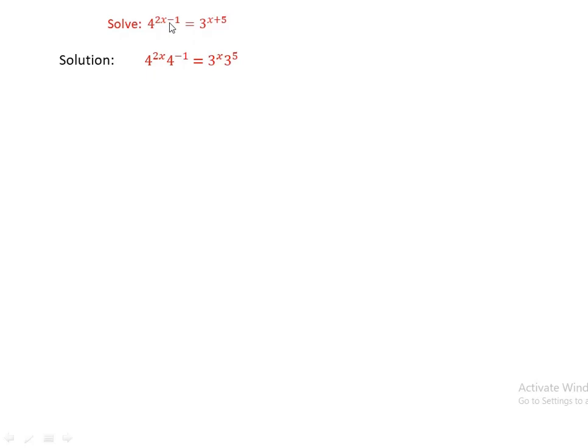Now here 4 to the power of 2x minus 1 can be expressed as 4 to the power of 2x times 4 to the power of minus 1. Again, 3 to the power of x plus 5 is also expressed as 3 to the power of x times 3 to the power of 5.